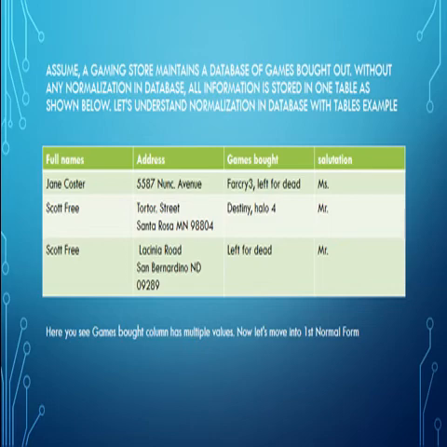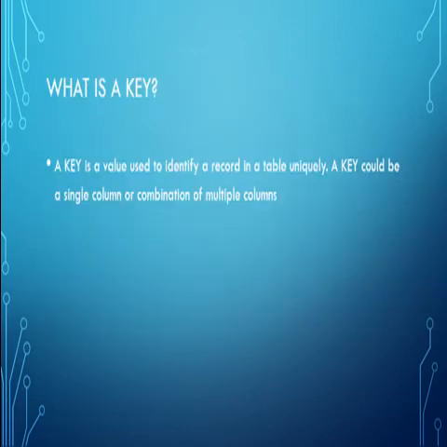Here you see the games bought column has multiple values. Now let's move into first normal form. But before we normalize the table into first normal form, we will talk about a key first. What is a key? A key is a value used to identify a record in a table uniquely. A key could be a single column or a combination of multiple columns.